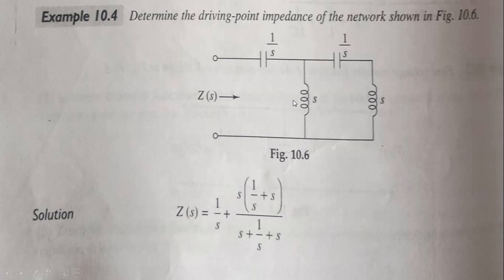And the complete section will be in series with the 1 by S. That's why we write at the beginning 1 by S plus, and this term is in parallel. That's why multiplying with S divided by the summation of all, S plus 1 by S, S plus S plus 1 by S entire term. So in this way you can simplify.